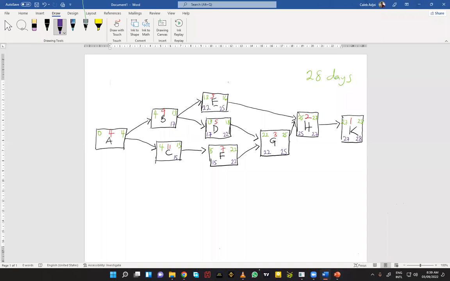So 15 minus 11 will give us 4. 17 minus 9 should give us, is it 8? Okay, then when we are doing the backwards pass to these 2, 4 and 8, we'll choose 4, the lowest. Then 4 minus 4 will give us 0. Any questions so far?